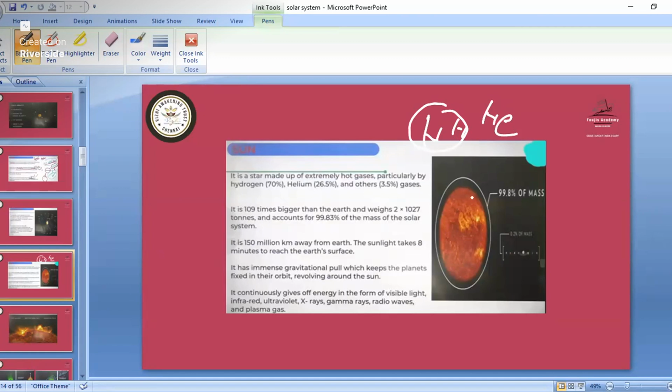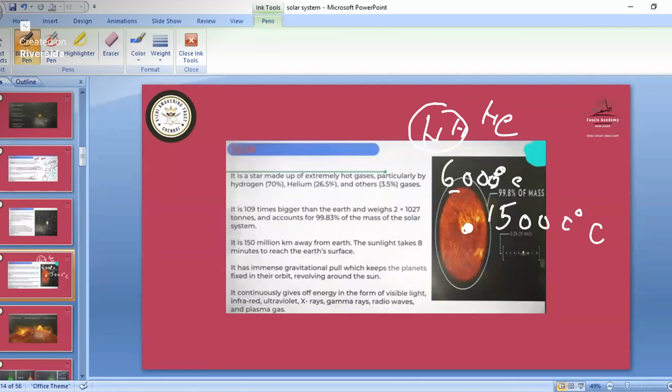We know that the sun has a temperature of 6,000 degrees Celsius. But what is happening inside? This is the outer surface temperature, but at the center of the sun we have more than 15,000 degrees Celsius temperature. We are studying only the outer surface temperature, but inside at the center we have above 15,000 degrees Celsius.